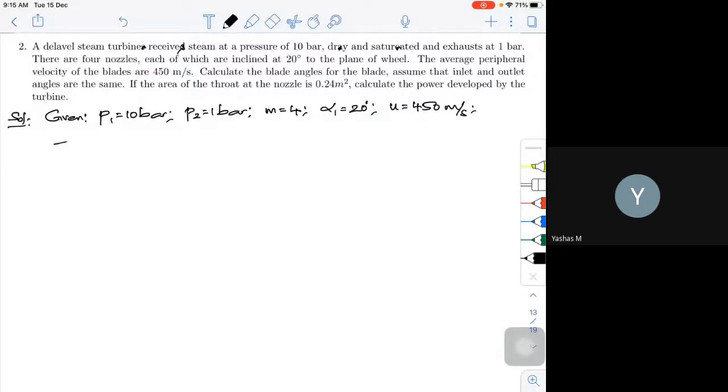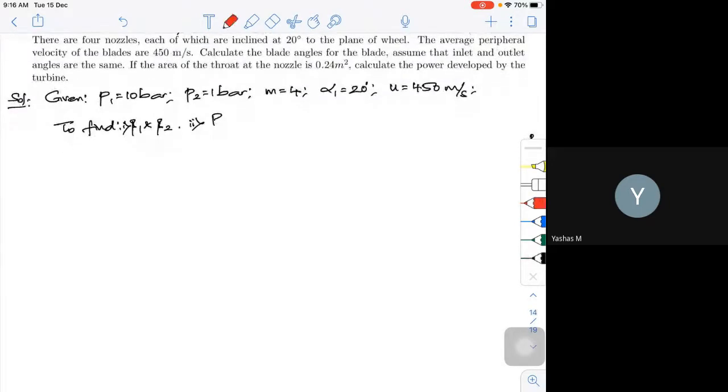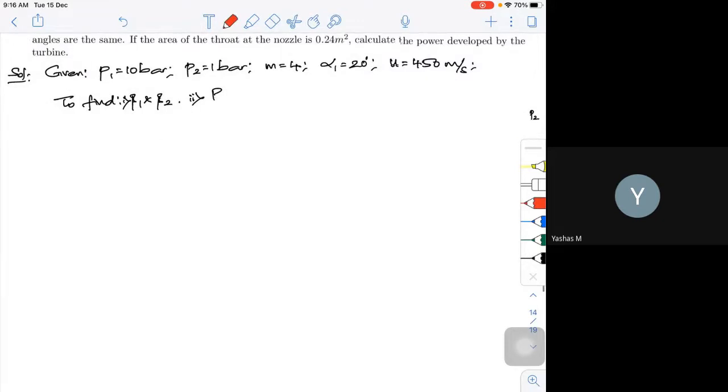What are you supposed to find? The first thing is we are supposed to find beta 1 and beta 2. The second thing I am supposed to find is the power. They have given the throat area as 0.24 meter square, and with that I need to find it. So here let us try to draw the HS diagram and try to understand what will happen. The HS diagram is something like what you have studied in your thermodynamics. Let us try to draw the HS diagram.